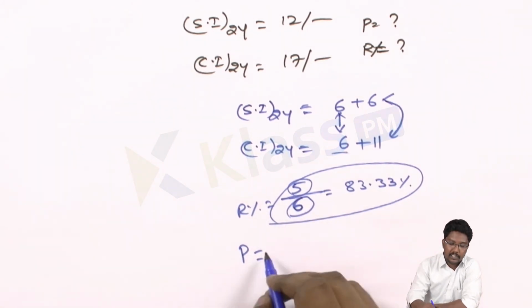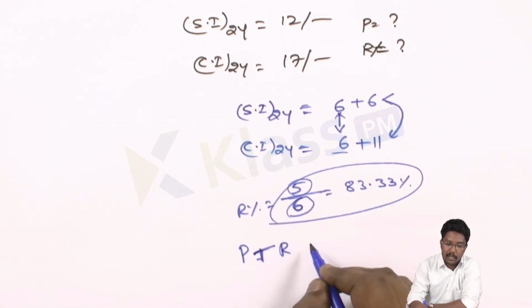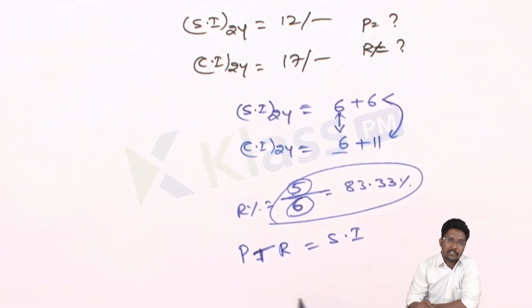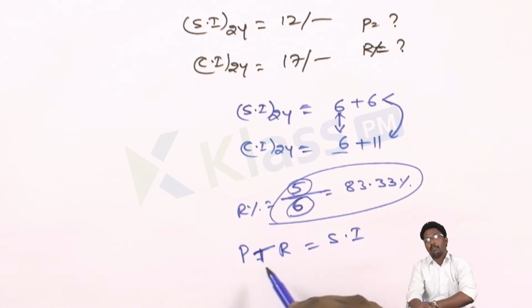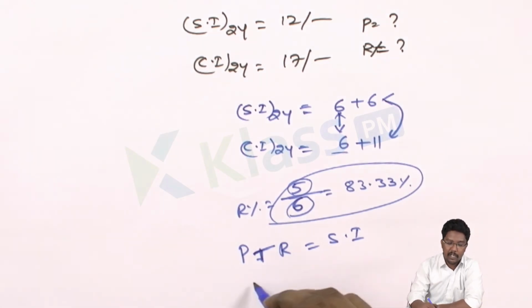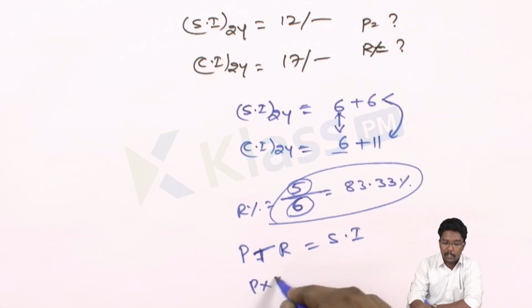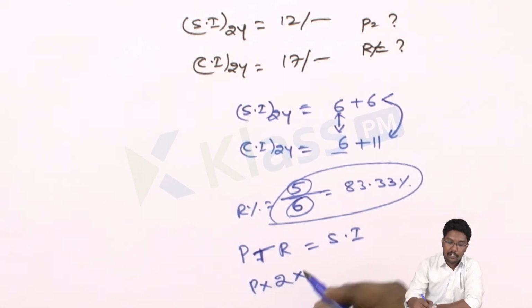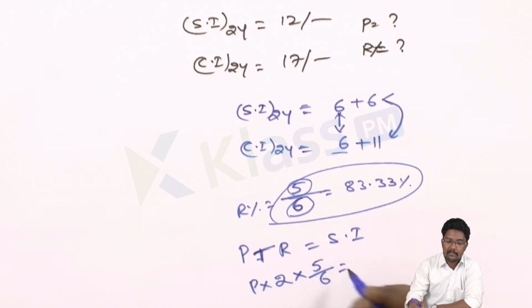Just substitute this 5 by 6 in the basic formula. PTR by 100 equal to simple interest, or compound interest, P of 1 plus R by 100 to the power T, but it is very difficult. That's why I am considering this PTR by 100. I don't know the principal, but I know the time period, 2 years. I know the rate of interest, 5 by 6. And what is the simple interest? 12 rupees for the 2 years, because I am considering 2 years.